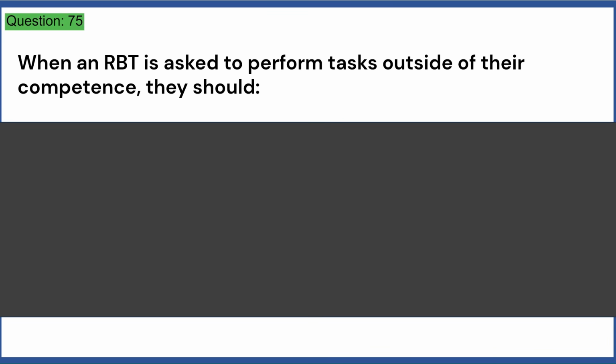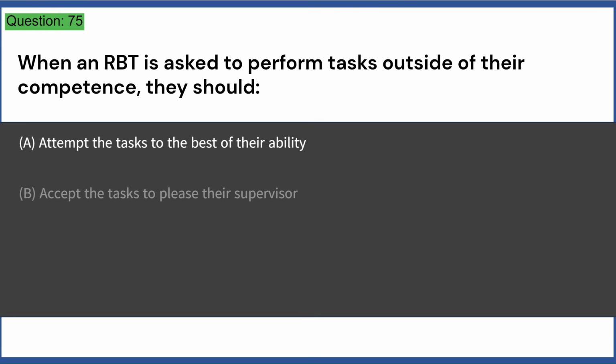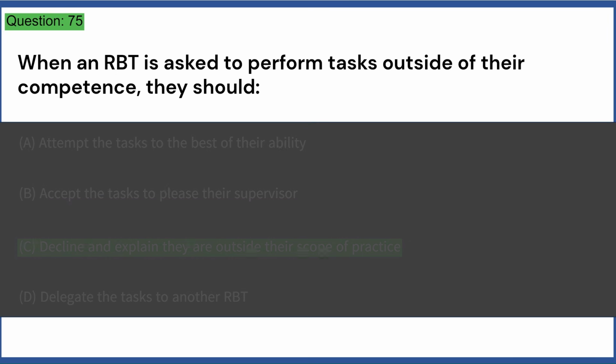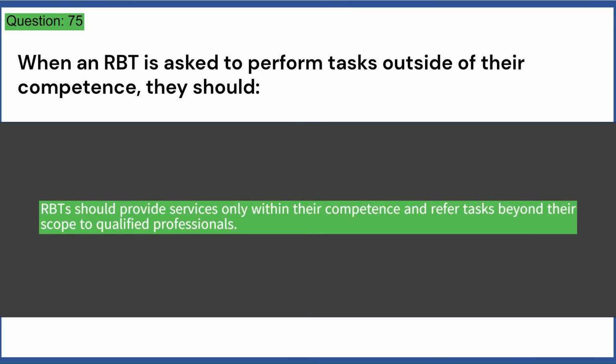When an RBT is asked to perform tasks outside of their competence, they should A. Attempt the tasks to the best of their ability. B. Accept the tasks to please their supervisor. C. Decline and explain they are outside their scope of practice. D. Delegate the tasks to another RBT. Answer C. RBTs should provide services only within their competence and refer tasks beyond their scope to qualified professionals.